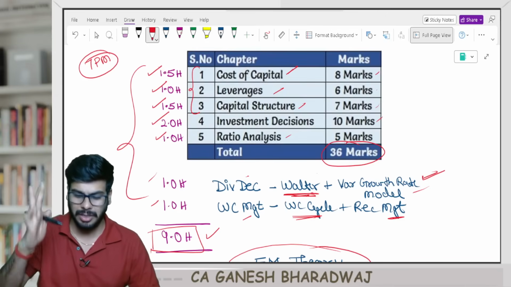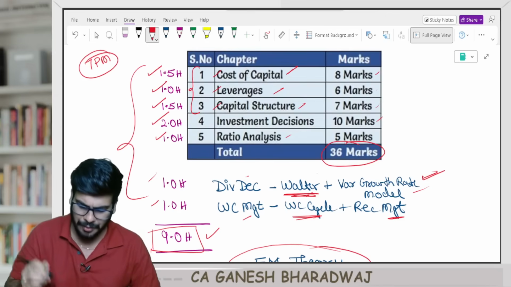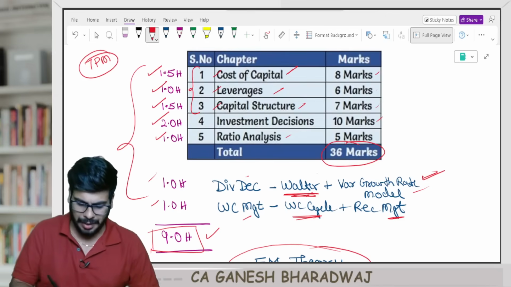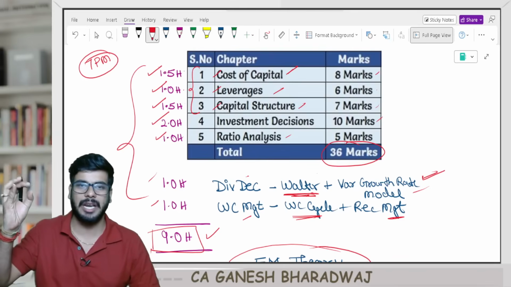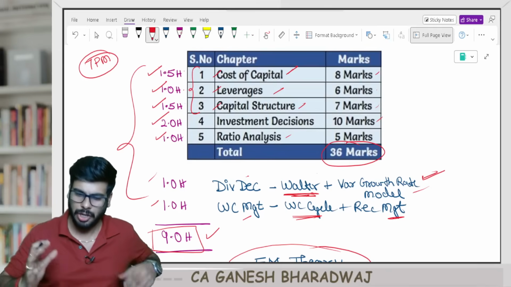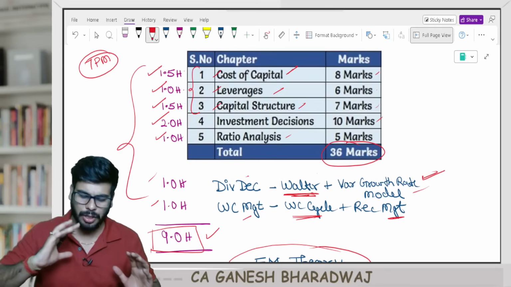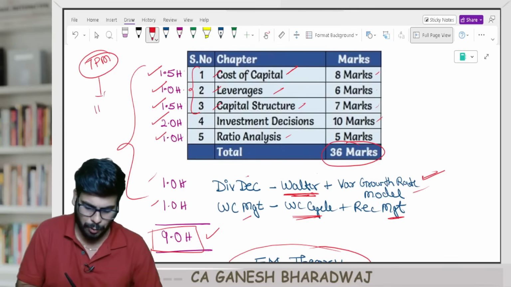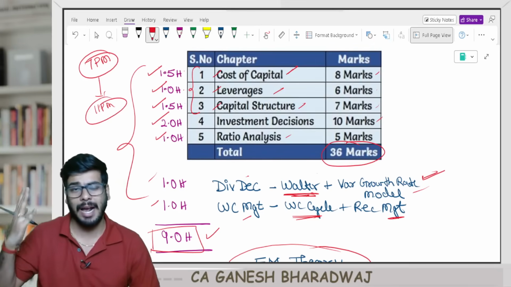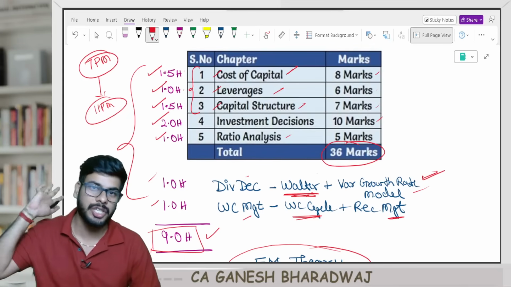In 4 hours, guys, you can comfortably finish 3 chapters. This is all I'm telling you. 1.5 plus 1 plus 1.5 hours: cost of capital, leverages, and capital structure. So comfortably finish about three chapters, that is spend about 4 hours, maximum up to 11:30 p.m. You can just stretch and finish it. With peace of mind, you can just go to bed.